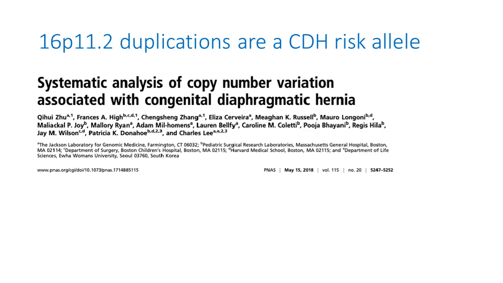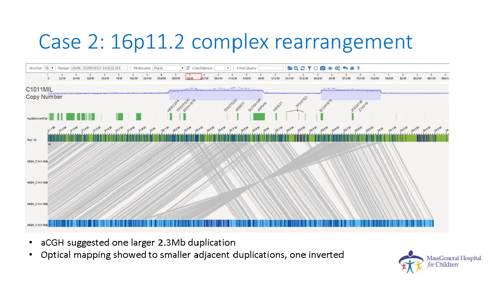So we wanted to try and understand what was going on at this locus in more detail, so we chose one of these patients to study with Bionano. And the result was quite intriguing. The ArrayCGH or microarray technology showed that there was one large 2.3 megabase duplication at this region, but Bionano actually resolved that this variant was considerably more complex than that.